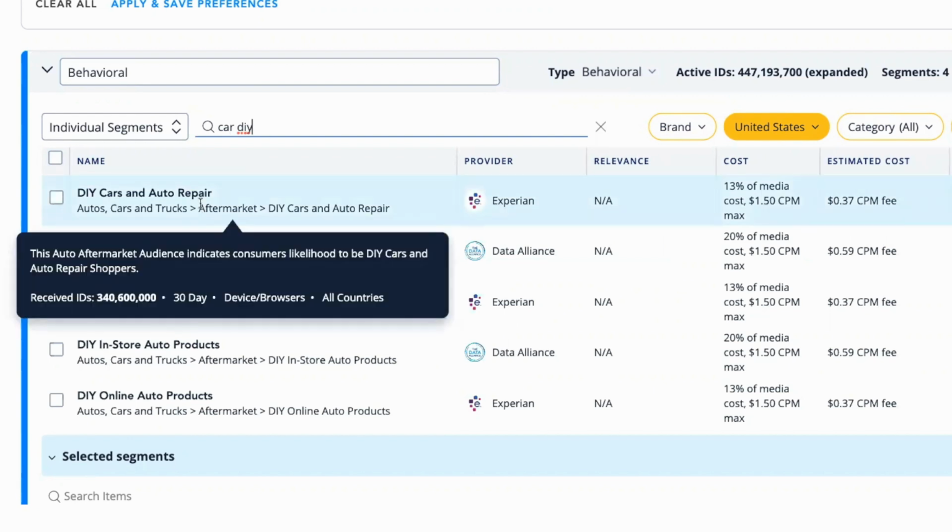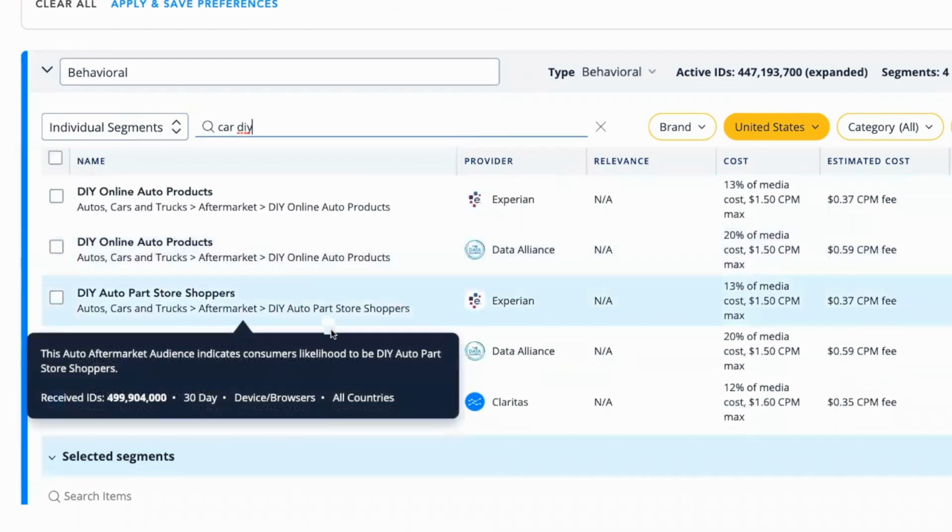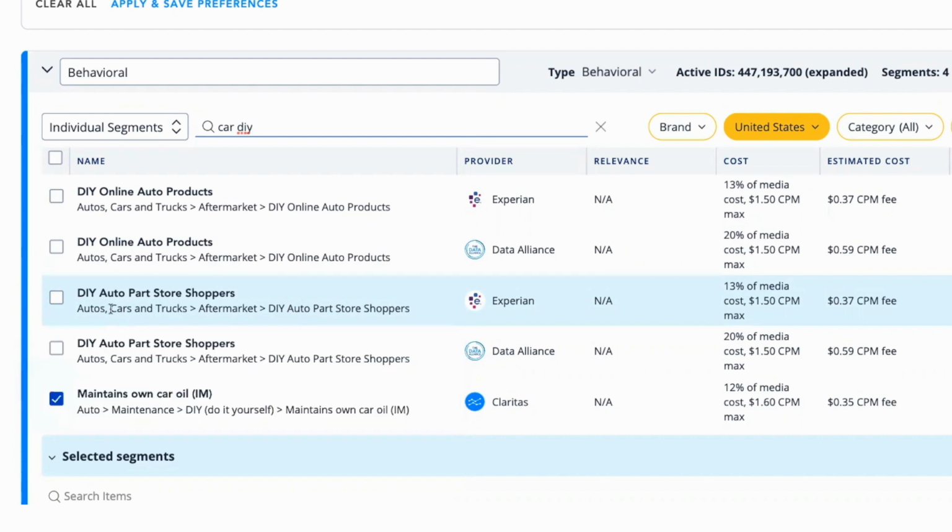This auto aftermarket audience indicates consumers' likelihood to be DIY cars and auto repairs shoppers. Okay, so those people are shopping to do, but I want it specifically. If you're changing your oil, you most likely are buying the part. So this could be a good one. This auto aftermarket audience indicates consumer likelihood to be DIY auto part. So I could add this one as well.